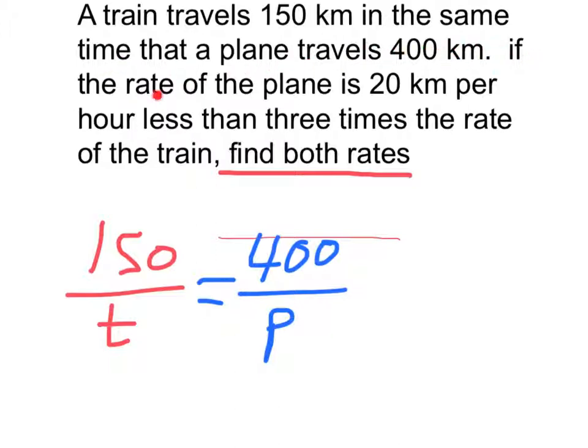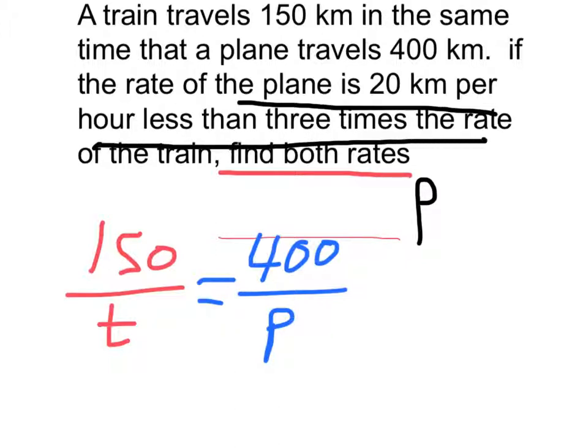Let's use this sentence to help us make another equation, because with two variables in one equation we can't solve. But if the rate of the plane is 20 kilometers per hour less than 3 times the rate of the train, so let's take the train. It says the plane is 20 kilometers per hour less than 3 times the rate of the train. So there's 3 times, and now we're going to take 20 less than that. So here's an expression for the plane.